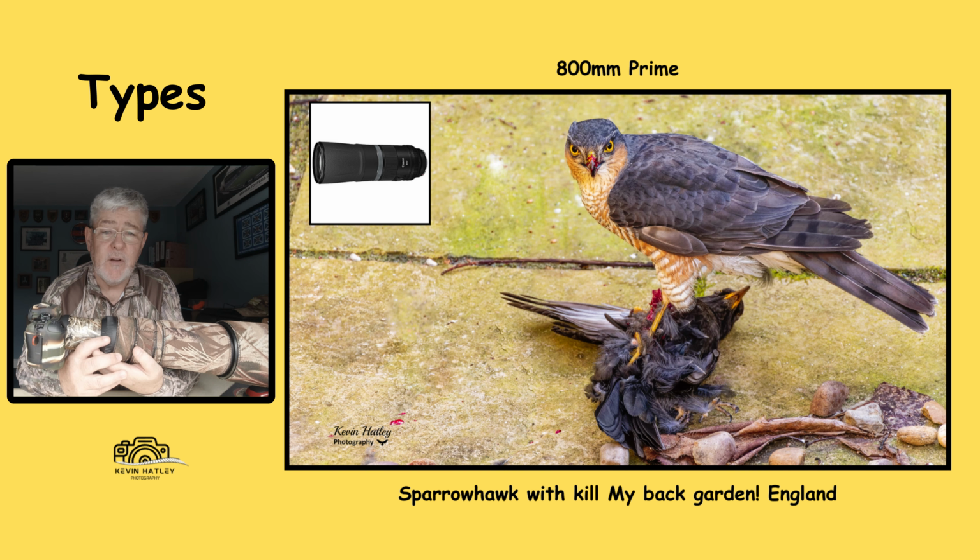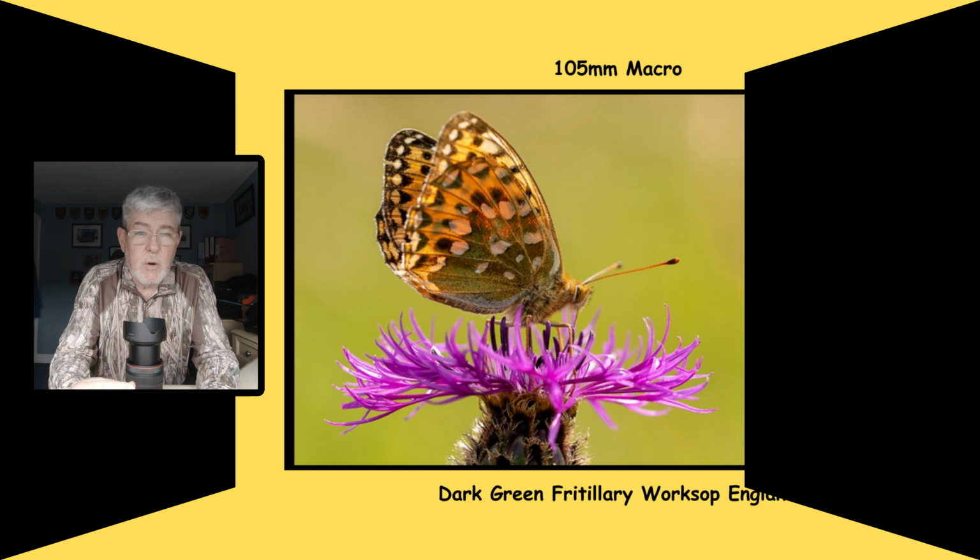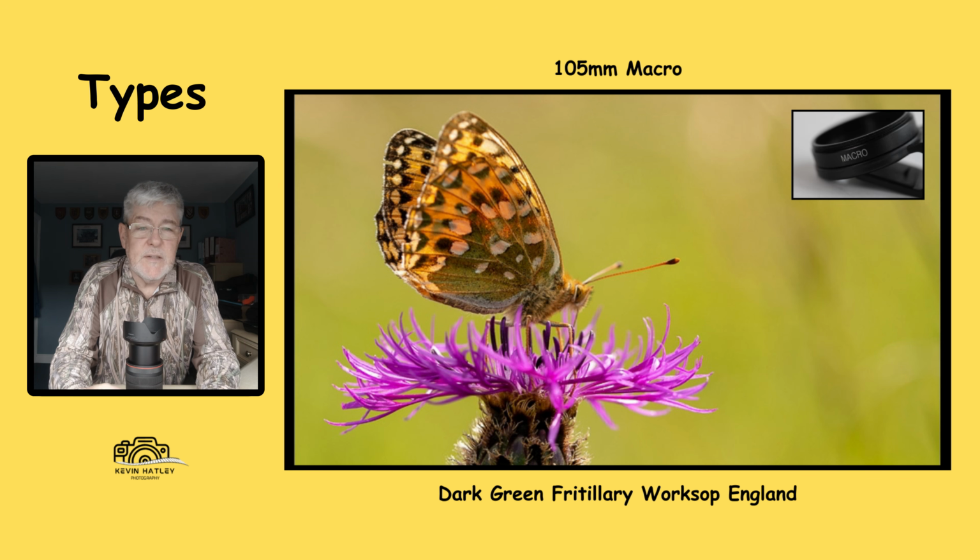My final lens is this, and it's my only prime lens, an 800mm with a fixed aperture of f11. But under the right conditions, this is a great lens. Yes, it does need to be bright and sunny here in the UK. That doesn't happen too often, but when the conditions are right, this is a fantastic lens. 800mm f11.